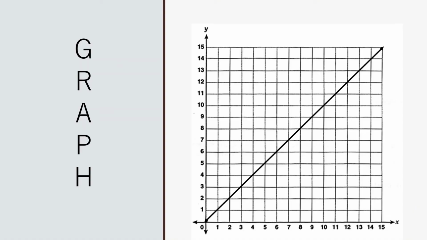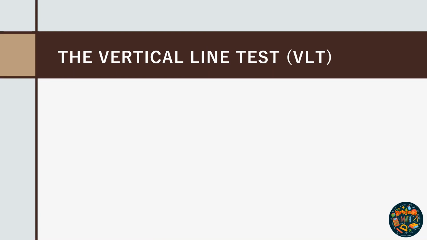Now, how can we say that a given graph is a function? So let's try to draw a vertical line. The vertical line passes only once on the graph. Another vertical line. When we try to draw another vertical line, and another line, it still passes the graph only once. And that is what we call the vertical line test.